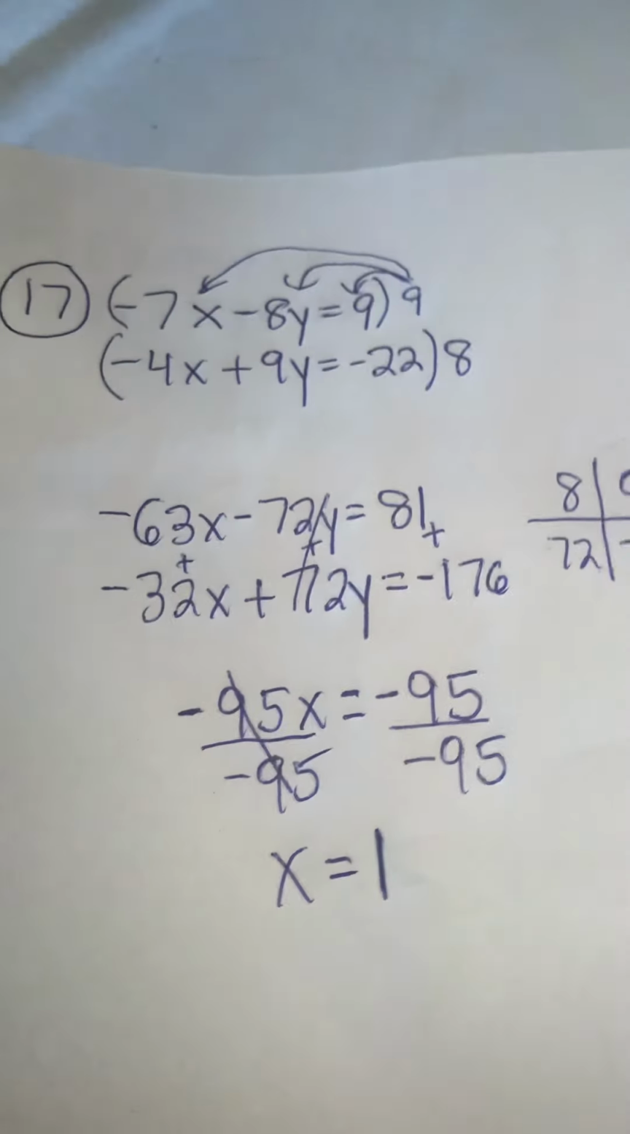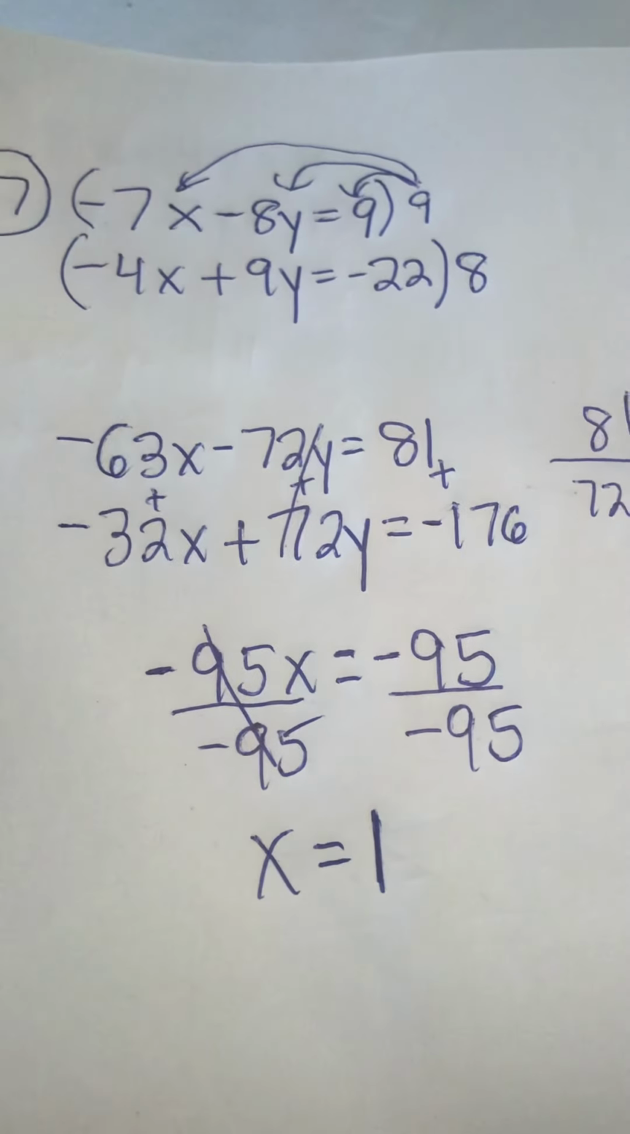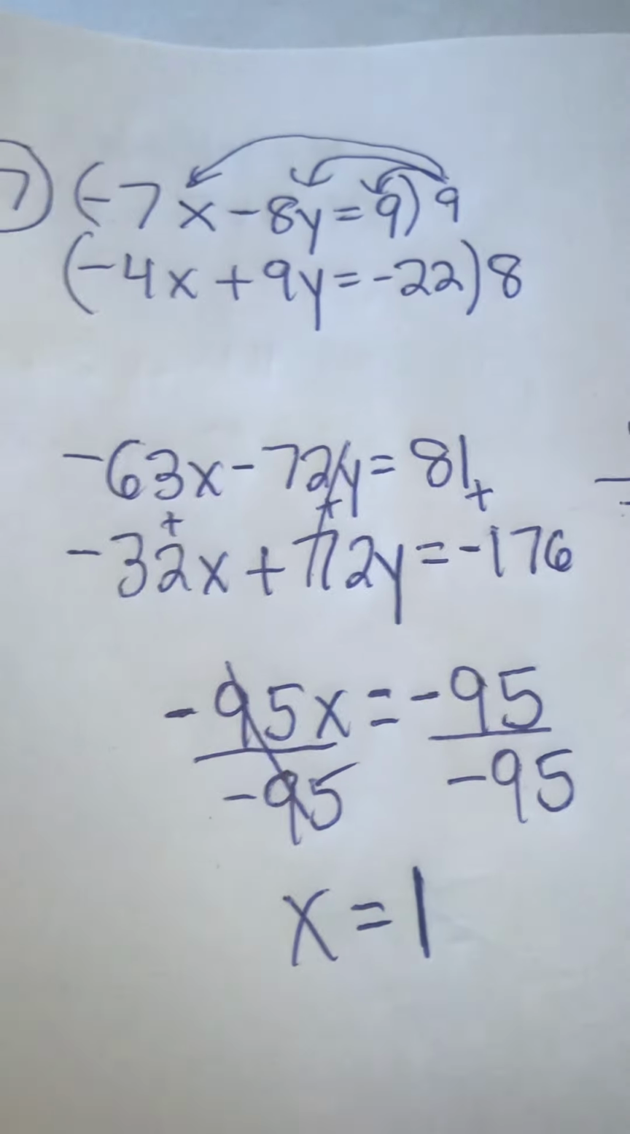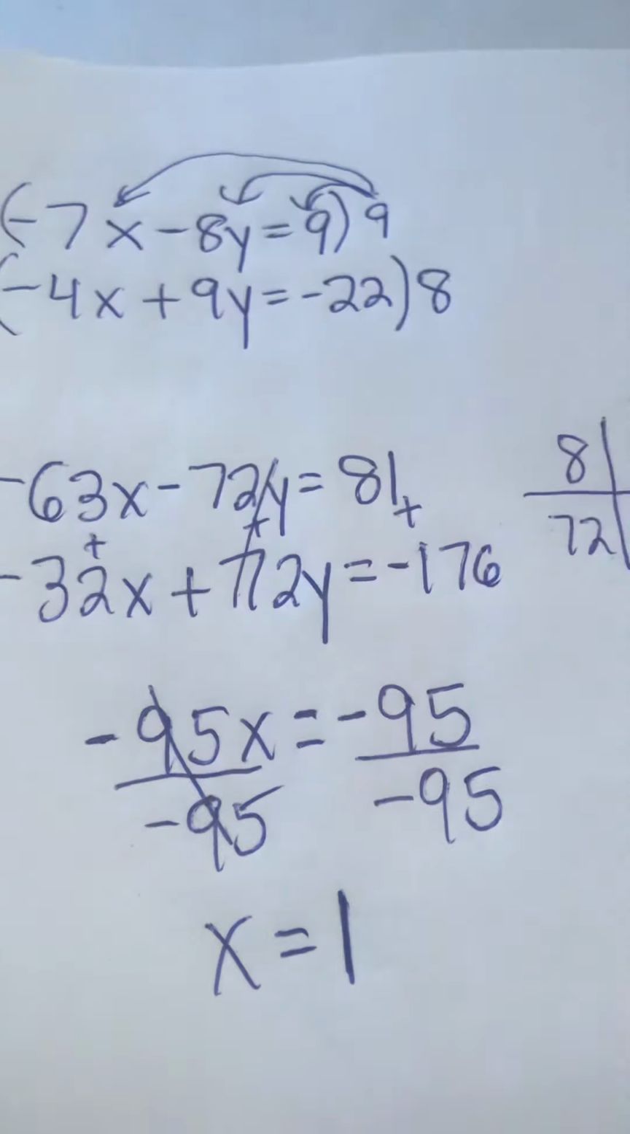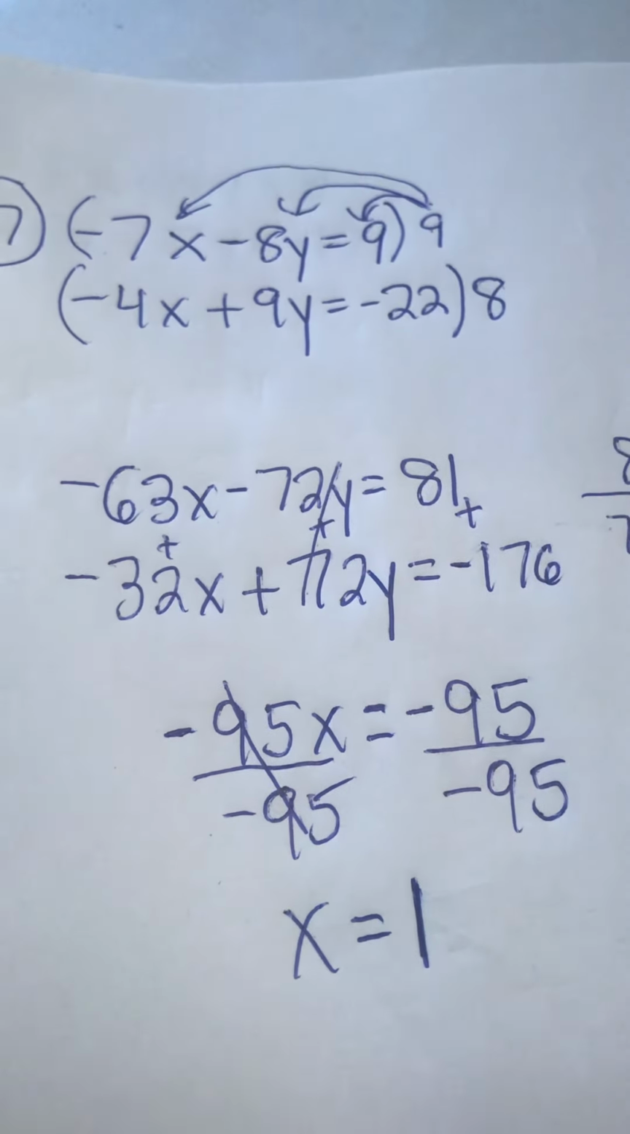And I get x is equal to 1. So that was a little bit of extra work, but again, that's what you have to do when you don't have the coefficients that are opposites, okay? So my x value is 1.